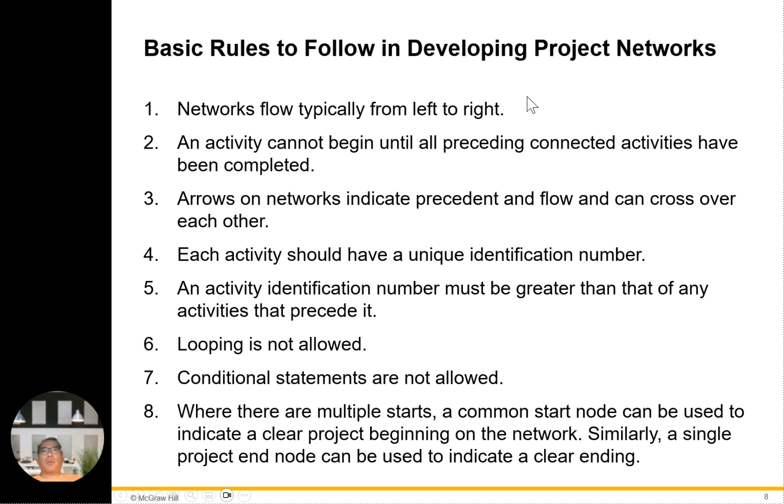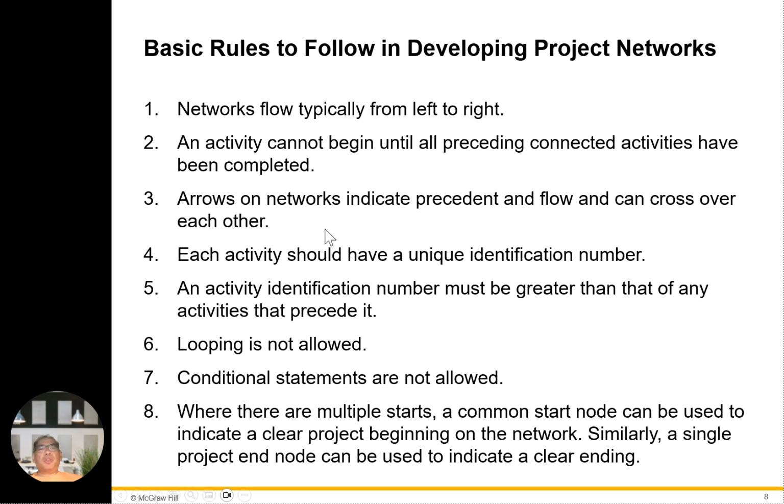Number 1, networks flow typically from left to right. Number 2, an activity cannot begin until all preceding activities have been completed. That's the key part. A good example: when I do an IFRS project, all the components of the balance sheet must be in play before you can construct a full balance sheet item. One good example is when we are doing an IFRS project, just one module, let's say accounts receivable. Make sure that all accounts receivable from all the companies are put into the landing zone in order to generate the accounts receivable numbers. Okay, that's the key part.